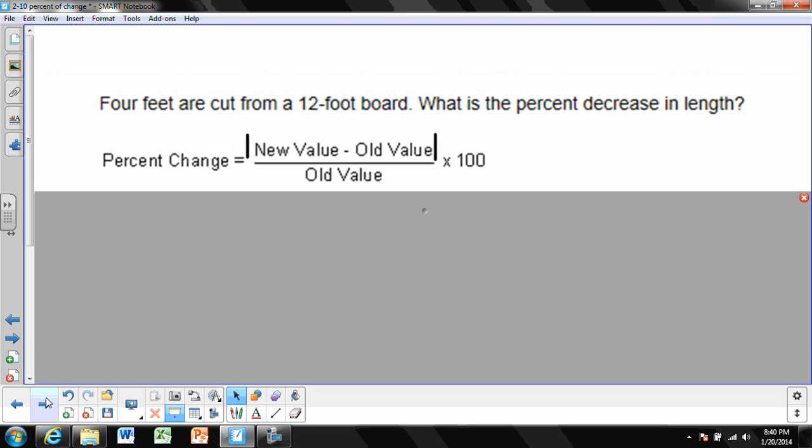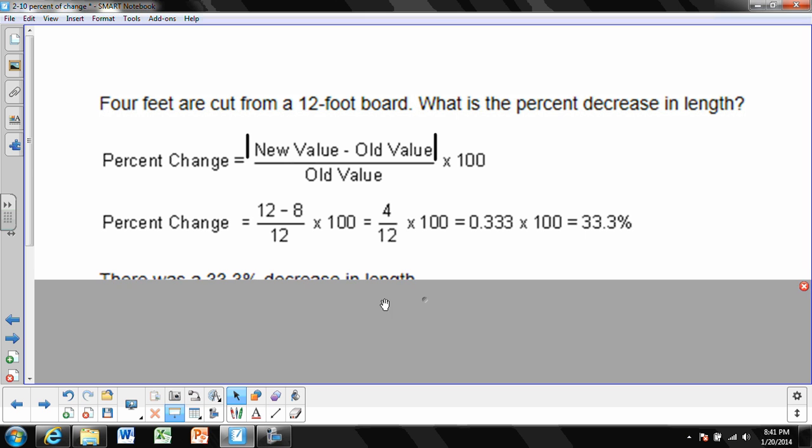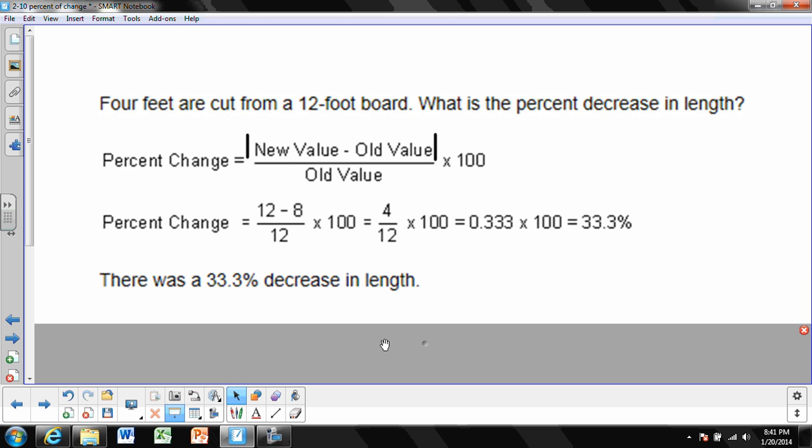4 feet are cut from a 12-foot board. What is the percent decrease in length? Again, here's our equation. And be careful, it says 4 feet are cut from the 12-foot board, so our new value is actually 8. Don't get confused and use 4. Our equation becomes 12 minus 8 divided by 12 times 100, and the percent decrease in length is approximately 33 1/3%.